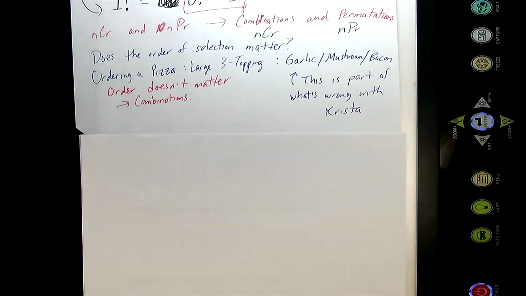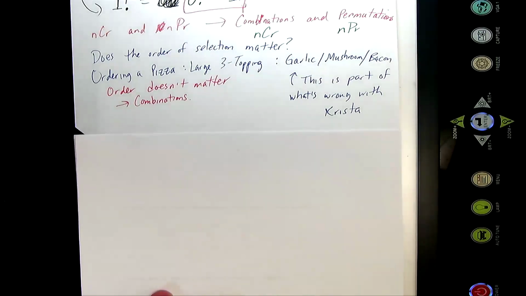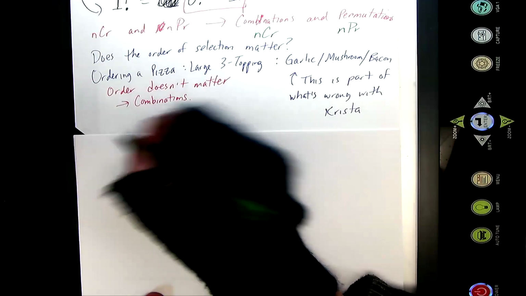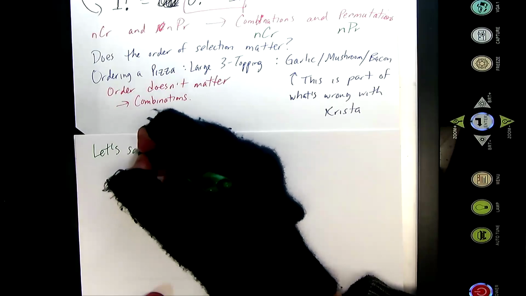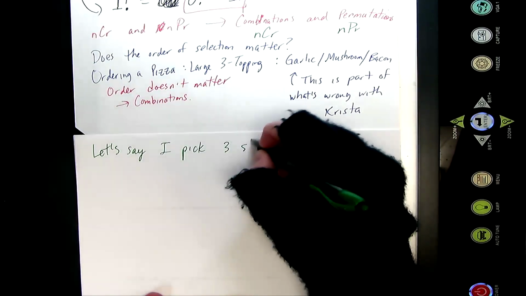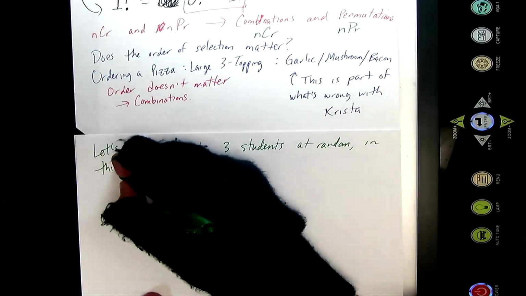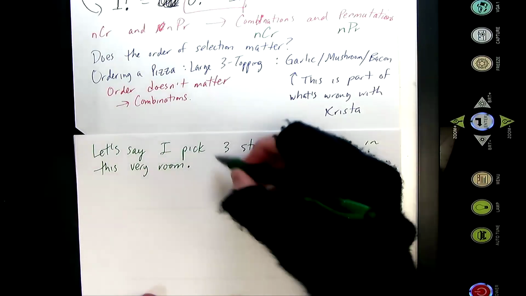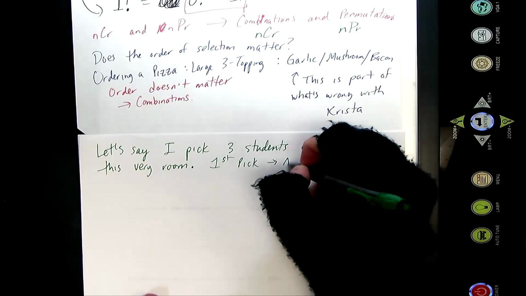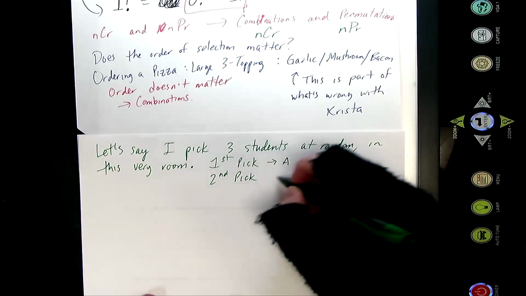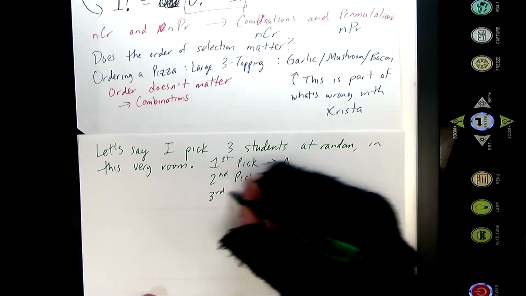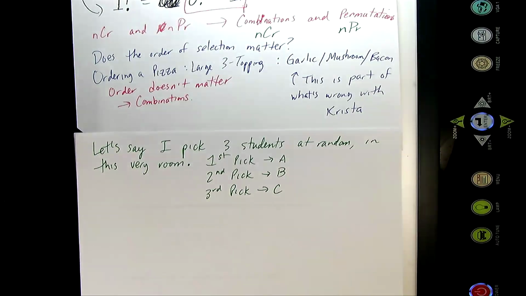All right, let's do one for permutations. That's the next level stuff. So let's say I pick 3 students at random in this room. My first pick gets an automatic A. My second pick gets a B. And my third pick gets a C. That will be your minimum score, but you can earn higher, like if you got the C, you could earn higher.